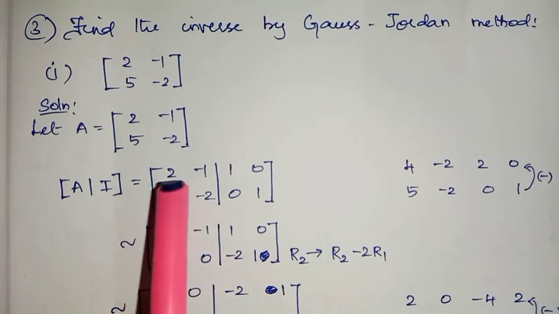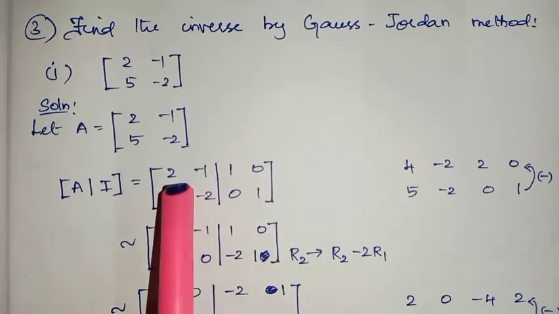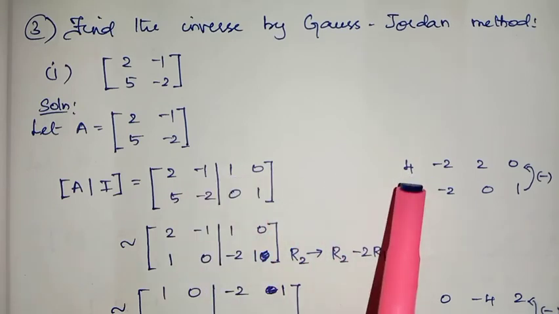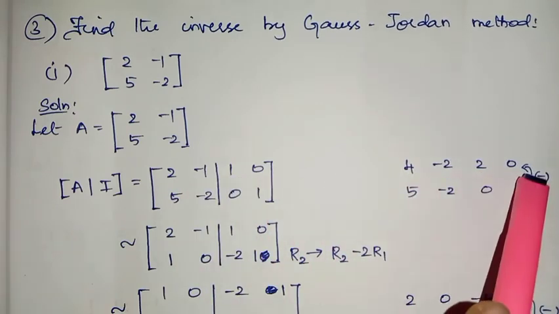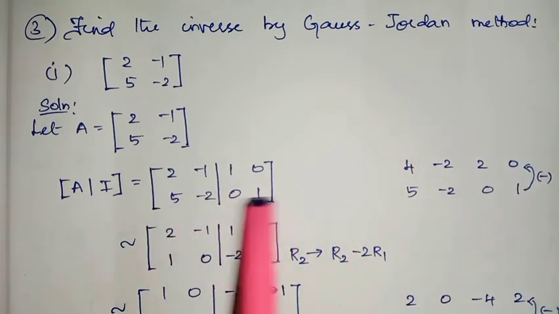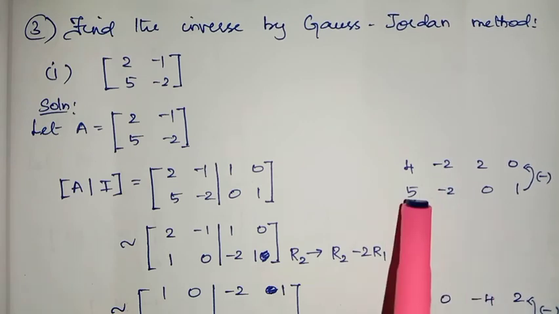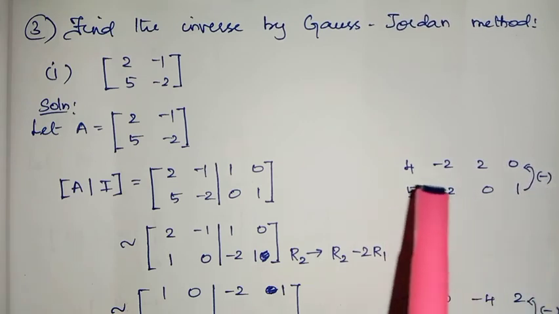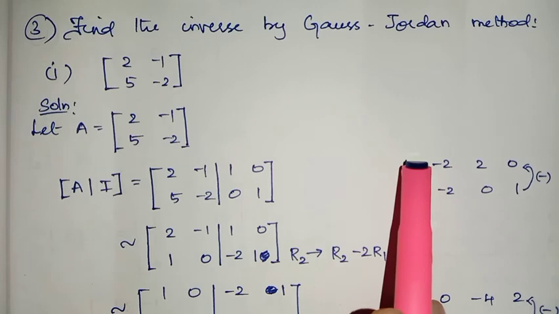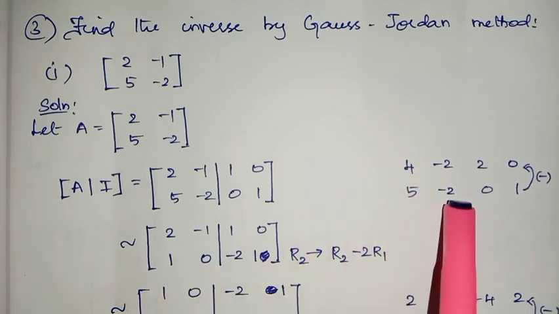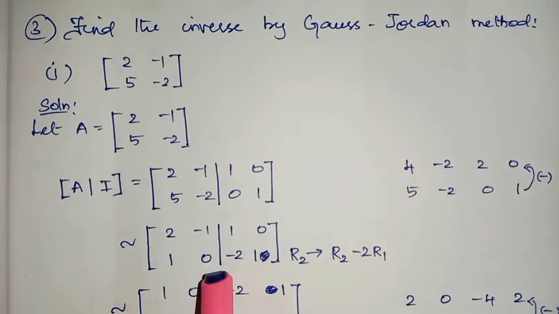I am going to multiply the first row by 2. Okay, see, multiplying first row by 2, it is 4, minus 2, 2 and 0. Now second row element is written as it is. Now I am going to subtract it. That is 5 minus 4 is 1. That is written here. Minus 2 minus minus 2 plus 2 is 0. 0 minus 2 is minus 2. 1 minus 0 is 1.